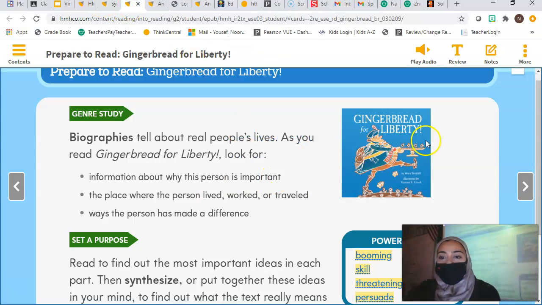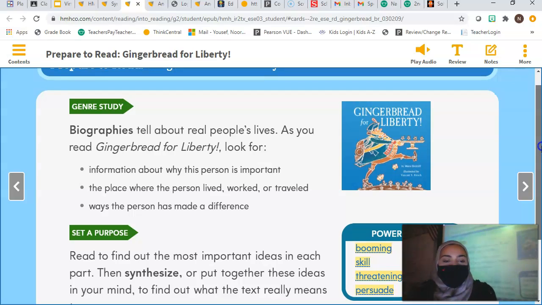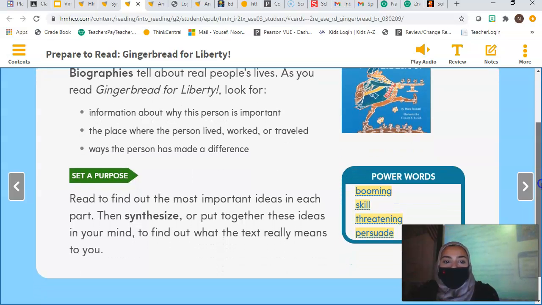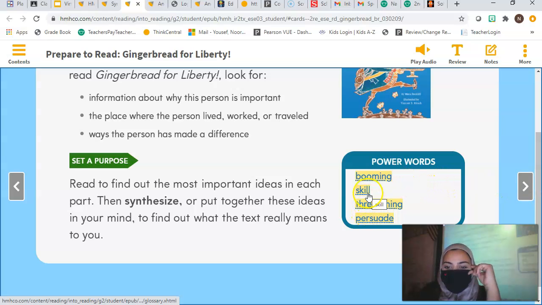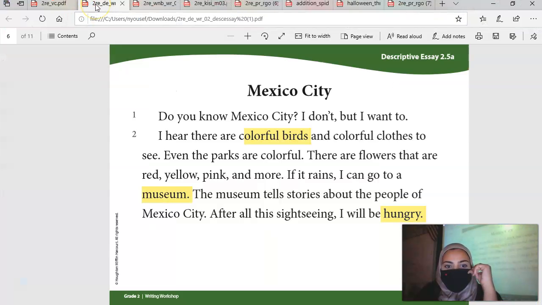All right. So we're reading Gingerbread for Liberty. This is a biography. Biographies tell about real people's lives. As you read Gingerbread for Liberty, we're going to look for information about why this person is important, the place where the person lived, worked, or traveled, and ways the person had made a difference. So we have power words: booming, skill, threatening, persuade.